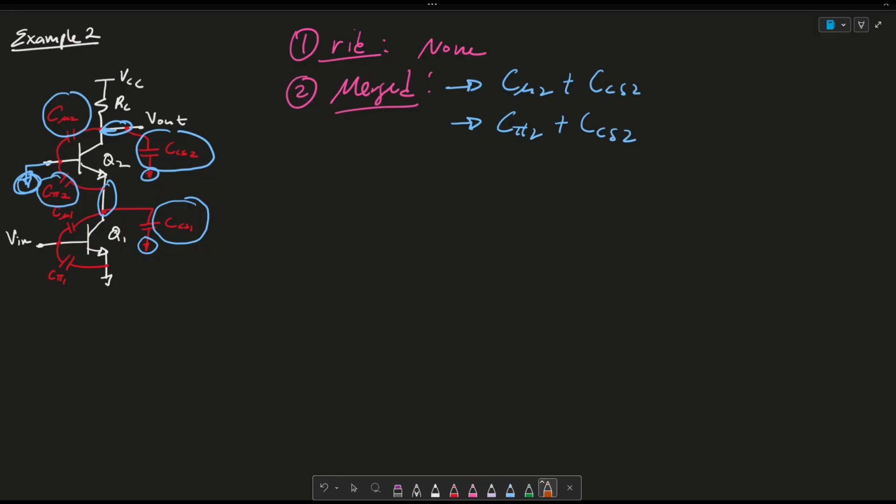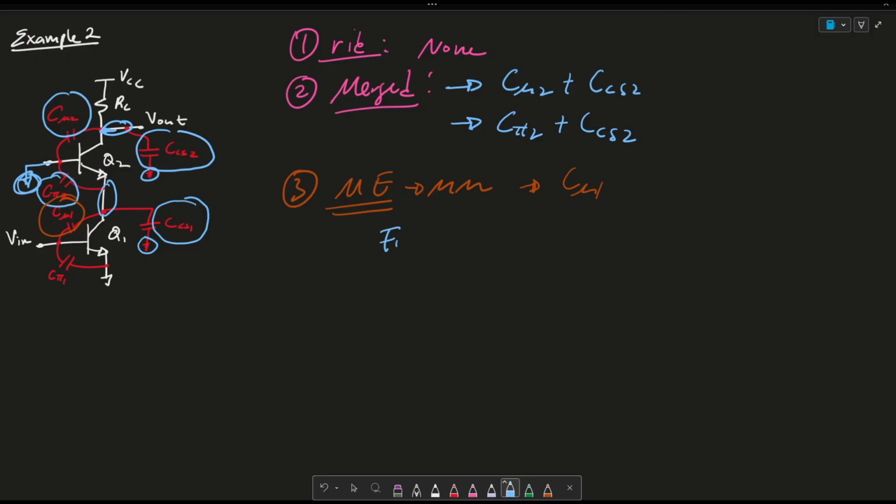And then the last question we want to answer is, which ones experience Miller effect, or Miller multiplication? We realize that the only capacitor that's connected to a voltage on both ends is this C mu 1. So C mu 1. Let's go ahead and write out the final circuit.